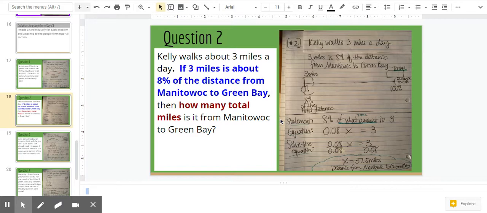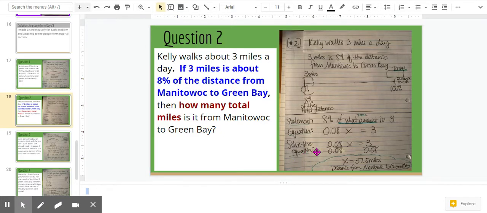From that, we can write an equation. We're going to use our percent as a multiplier. So I change my 8% to its decimal, 0.08, which represents 8/100ths. The total that I don't know, I'm going to use x to represent, and it has to equal 3. So when we use this multiplier and our total, that product should be 3. With that equation, we're going to use our algebra now to solve and figure out the value of x, which would represent the total miles.